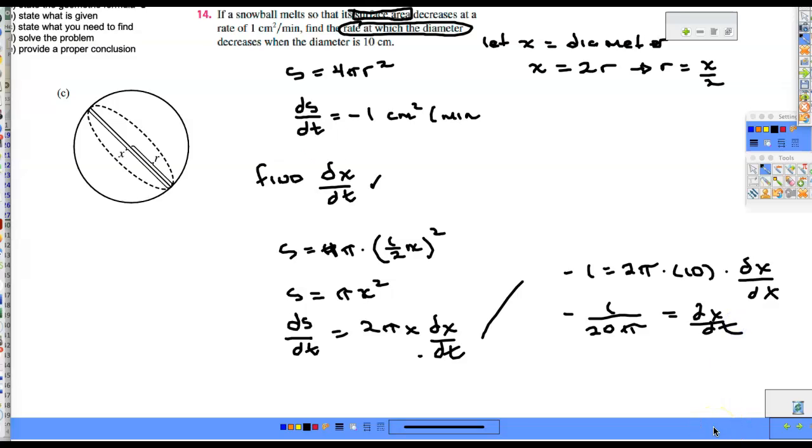And so what this is going to illustrate, find the rate at which the diameter is decreasing. So the rate of decrease is, and because we're using the word decrease, we don't write the sign. So we write 1 over 20 pi, and the units in this case are going to be centimeters per minute.